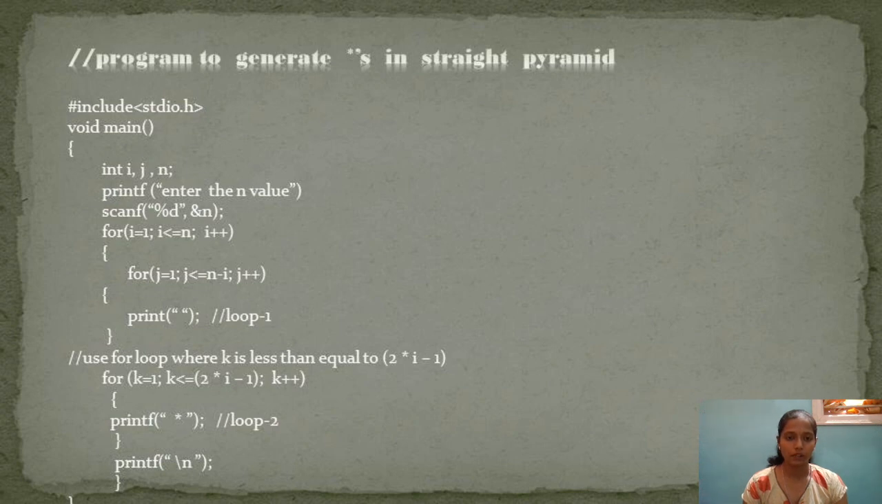And next, in another line we have a printf statement containing slash n, and this slash n is an escape sequence that helps to print a new line, that is, whenever we need a new line, the escape sequence helps to print in a new line. This is about a program to generate hash strings in a straight pyramid.